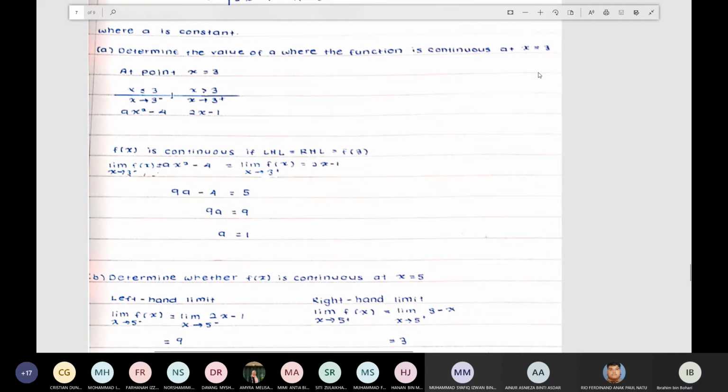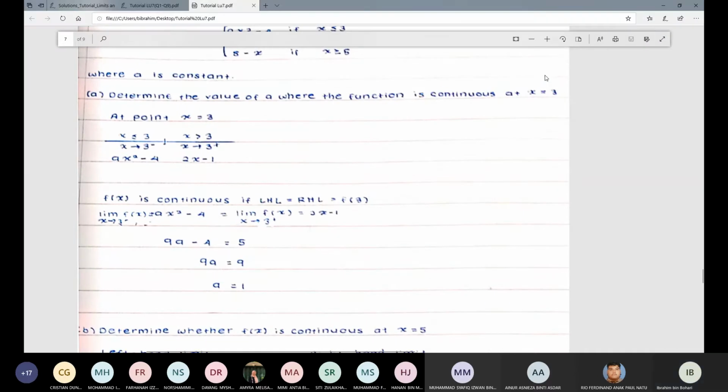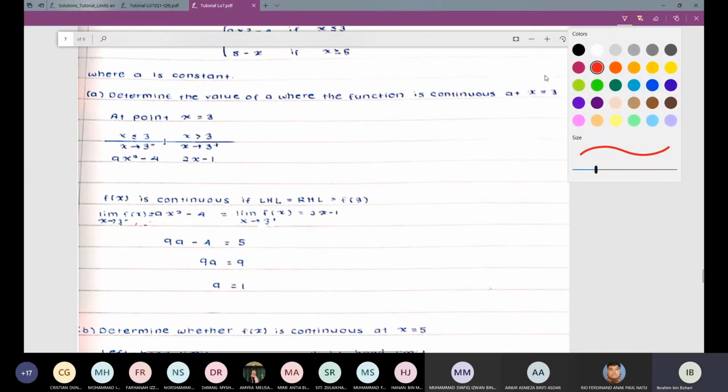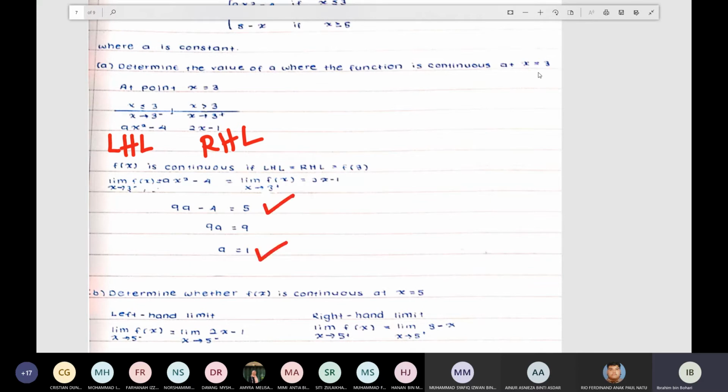x here greater than 3, the function is 2x minus 1, and for less than or equal to 3, the function here is x squared minus 4. This one is from the right hand limit. So the right hand limit here equals 2x minus 1, and the left hand limit here equals x squared minus 4. Then you substitute the value. a here equals 1. Okay, correct.